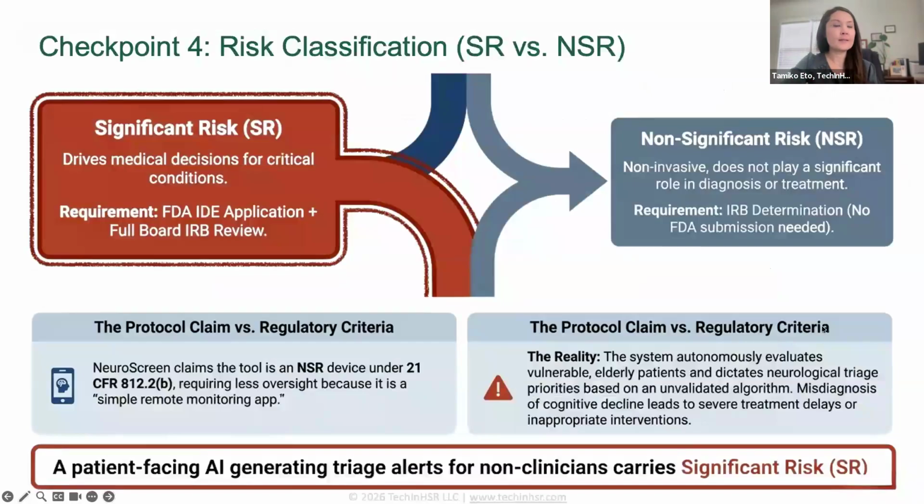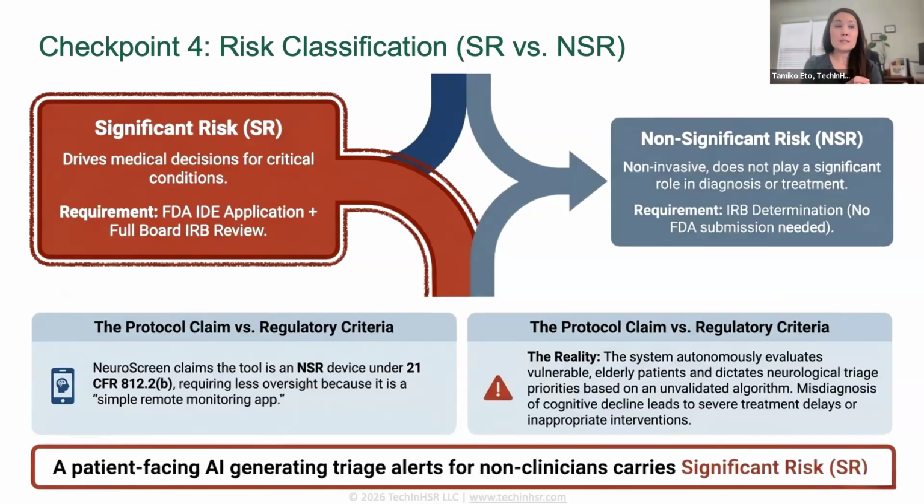Okay, so once you've established that you have a medical device, then you need to determine the risk level of that device, not the study risk level, but the device risk, right? So this is important because the regulatory pathway and the IRB's role in that depends on whether the device is classified as significant risk or non-significant risk.